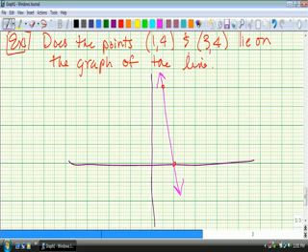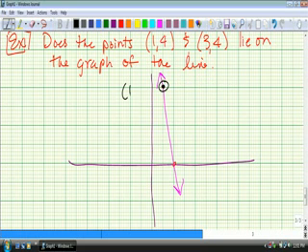So (1, 4), does it lie on the graph of the line? Well, let's plot (1, 4). So if I plot (1, 4), 1 over, up 4, does that hit the line? Yes. So (1, 4) is a yes. What about (3, 4)? Does (3, 4) lie on the graph of the line?